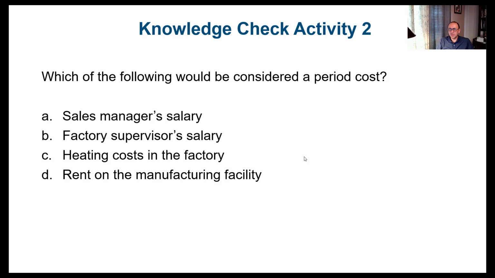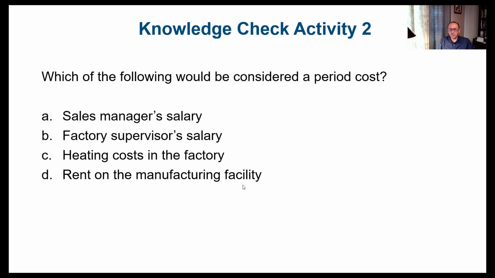So let's see here another knowledge check activity, and here we're asking which of the following would be considered a period cost, not a product cost. Is it the sales manager's salary? Is it the factory supervisor's salary? Is it the heating cost in the factory? Is it the rent on the manufacturing facility?